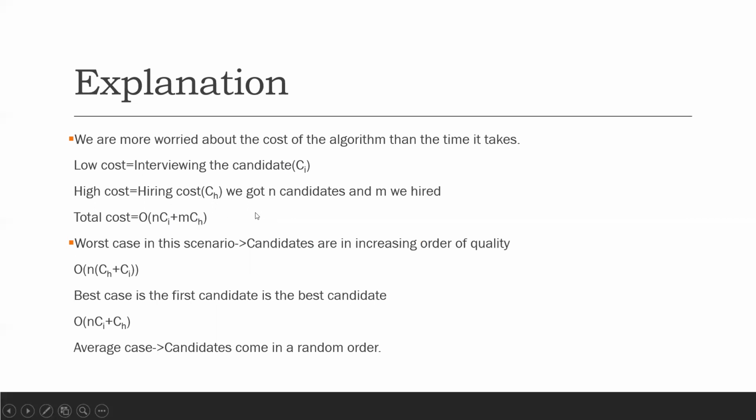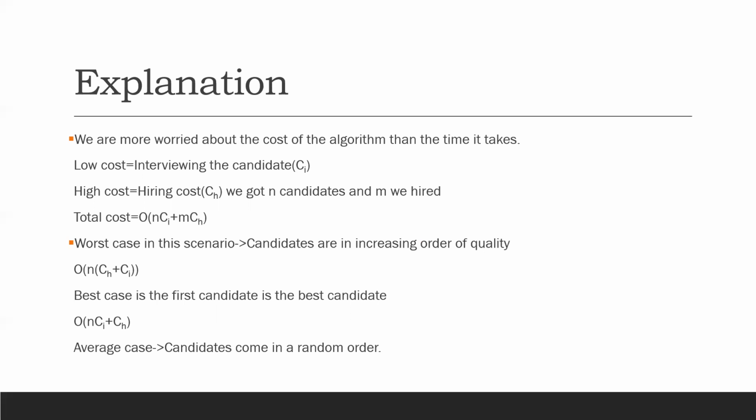So what would be the worst case in this scenario? The worst case would be that the candidates that are coming are in increasing order of quality. Like let's say today we have candidate 1, the next day candidate 2 is better than 1, the next day candidate 3 is better than 2. So I have to hire a new candidate every day. In this case, the total cost would be n times the hiring cost plus the cost of interviewing the candidate, since we are hiring and interviewing every candidate.